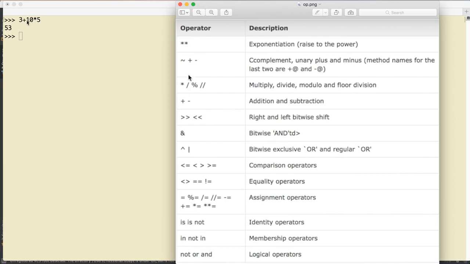Which one has priority? If you look through this table, you see the highest priority here is exponentiation. Don't think about it, but if you go down, you see multiplication and division have higher priority than addition and subtraction. The one on top has higher priority than the next. So multiplication, being on top of addition, will be run first. So you multiply 10 by 5, which is 50, then add 3, which is 53.